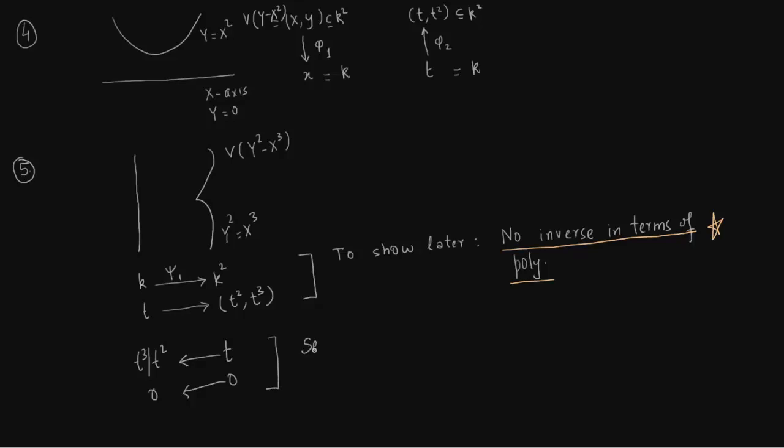So you do have a set theoretic bijection between the line and this graph of y squared equals x cubed, or the vanishing set of y squared equals x cubed. So we do have a set theoretic bijection. But you see, this is not a polynomial, and we will later show that there is no polynomial inverse.